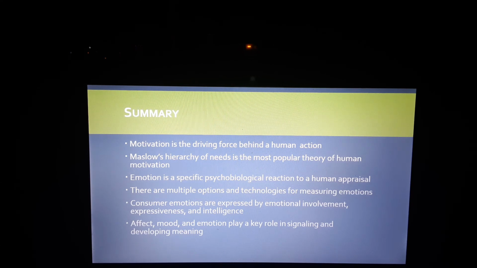Consumer emotions are expressed in emotional involvement, expressiveness, and intelligence. The marketer wants to know about that. And then affect, mood, and emotion play a key role in signaling and developing meaning for a product. So the marketer wants to make sure that they have as much positive feeling in their product and in the brand experience as possible, so that people remember that.